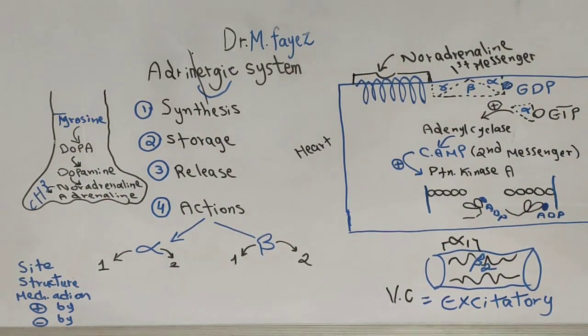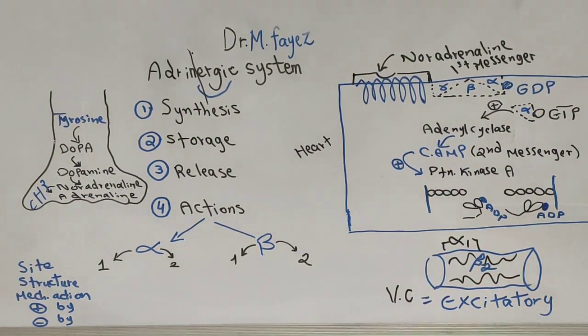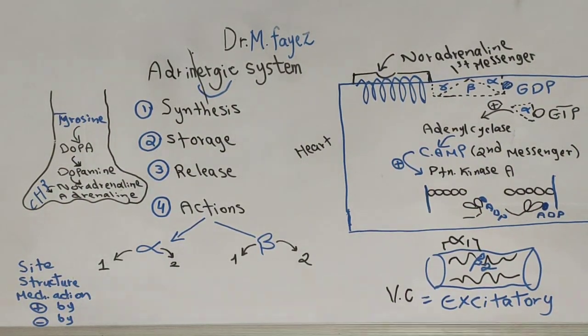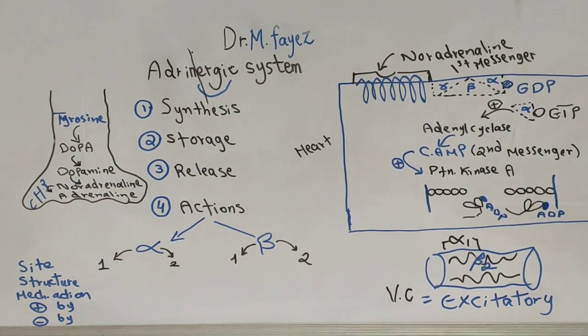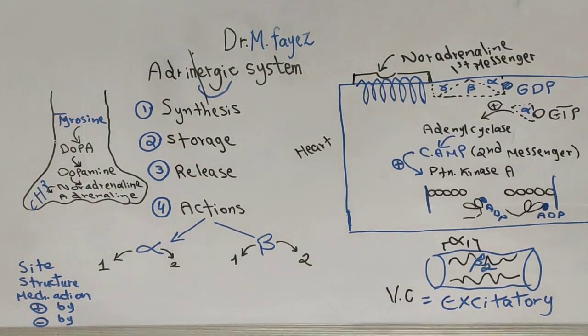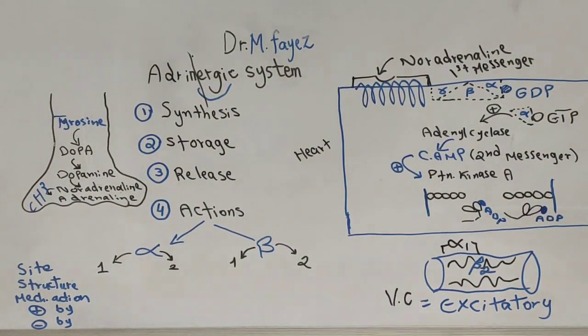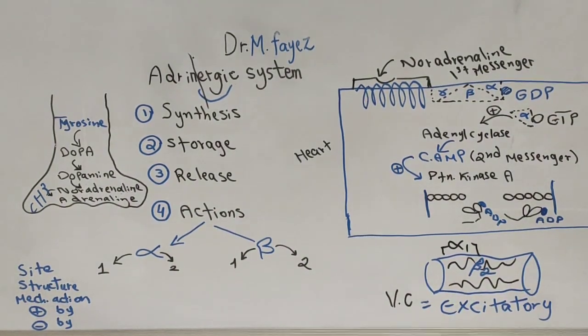Do you remember when I talked about sympathetic action? I told you there is a sympathetic tone, which means the sympathetic is acting all the time to mildly constrict the vessel to maintain your blood pressure at its average, 120 over 80. So doctor, how does vasoconstriction occur inside? Noradrenaline binds to alpha 1 on the wall of blood vessels.